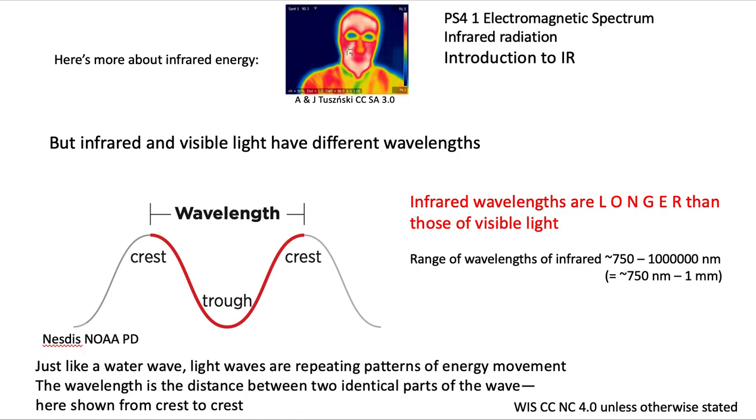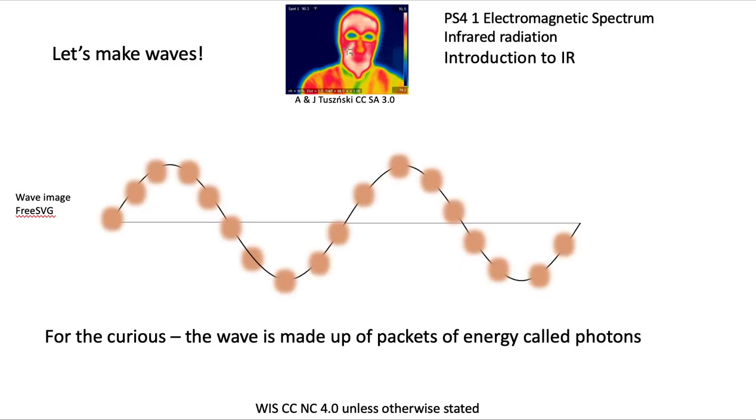And a reminder about wavelength: it's a complete circuit on a wave from the same point to the same point, here shown from crest to crest, but it could go from halfway down to halfway down the next one. And you've got the wavelengths there, and infrared wavelengths are longer than those of visible light. And just for the curious, those waves are made up of packets of energy called photons.